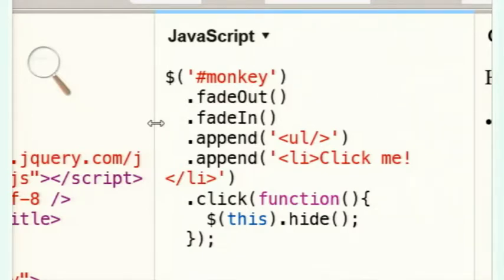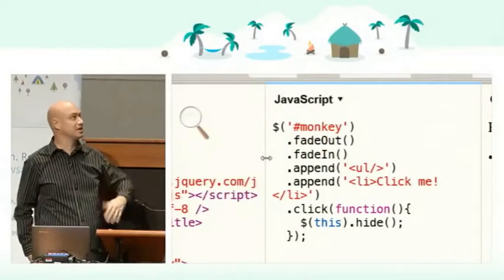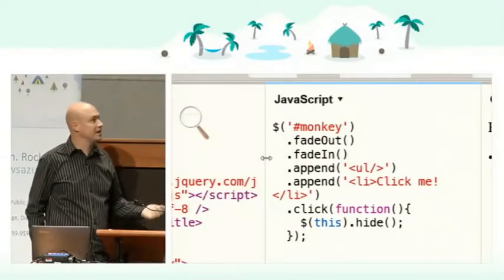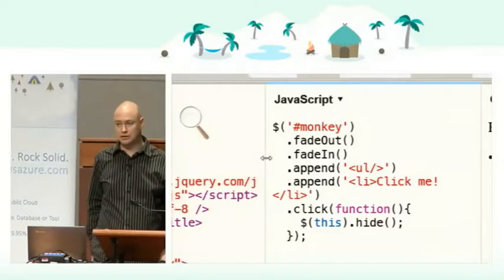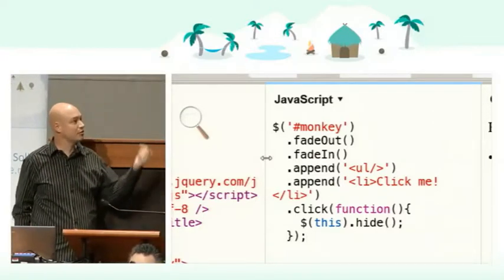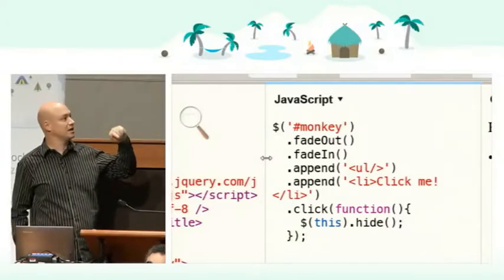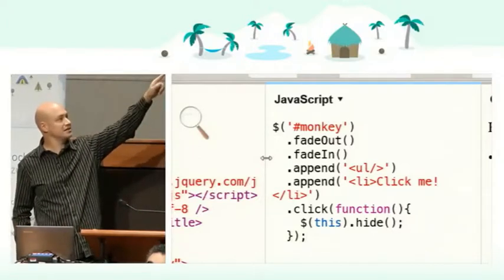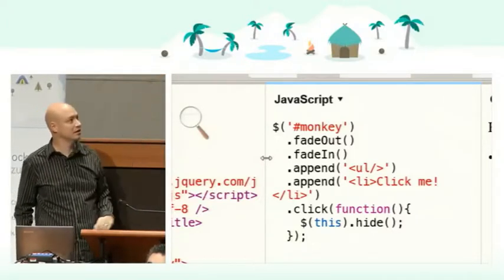find something with an ID of monkey. Now, an ID is supposed to be unique on a page, so you should only get one result back. So it's going to find that ID, and it's going to then fade it out. As soon as the fade out completes, it's going to fade it back in. And then it's going to append a UL, an unordered list, and then it's going to append one list item to it. And then it's going to wire up a click event. And since it's on this, it's wiring it up to the thing it just appended.